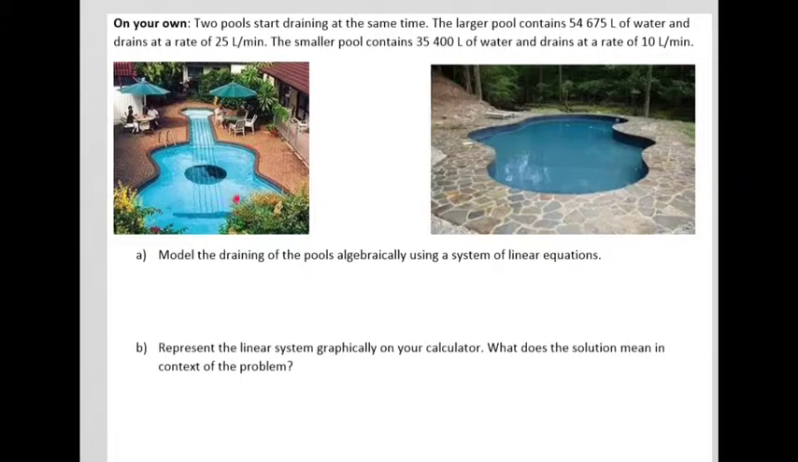We've got two swimming pools, a larger one and a smaller one. The larger one has 54,675 liters of water, and it's being emptied at a rate of 25 liters every minute. The smaller pool has 35,000 liters approximately of water, and it drains at a rate of 10 liters per minute.